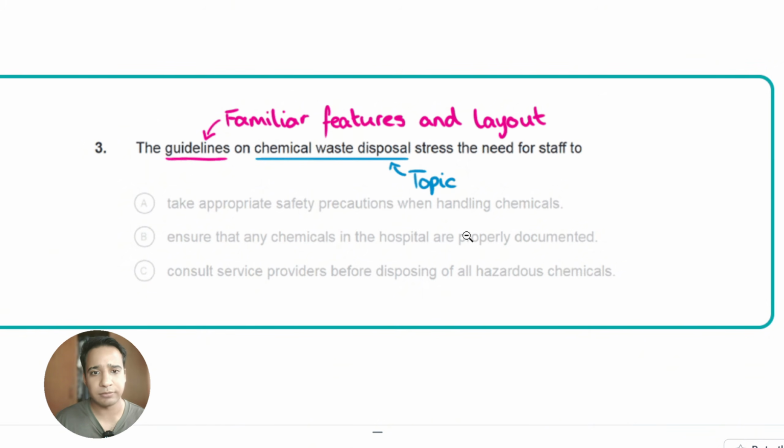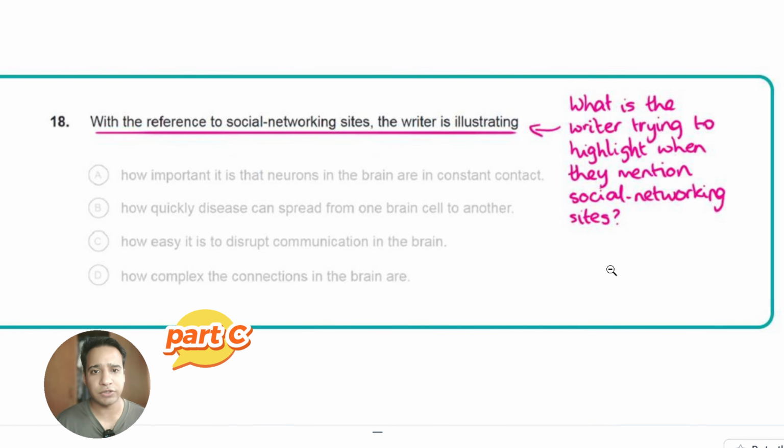Part C, when you look at the questions, try to paraphrase in your mind. For example, with a reference to social networking sites, a writer is illustrating something. So here, in other words, I will say, what is the writer trying to highlight when they mention social networking sites? It's easier for you to find the answer in the paragraph.